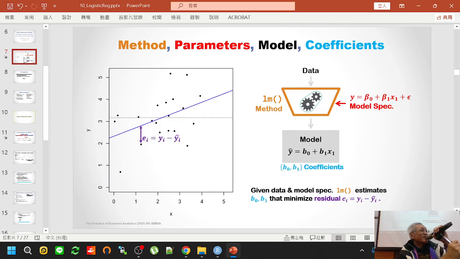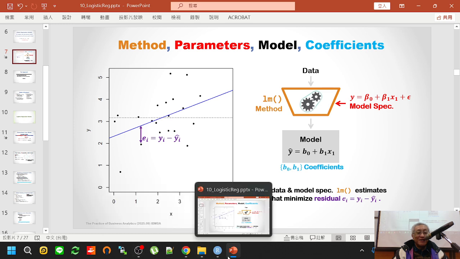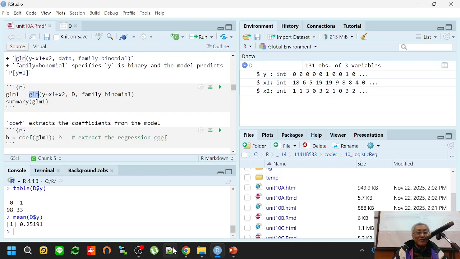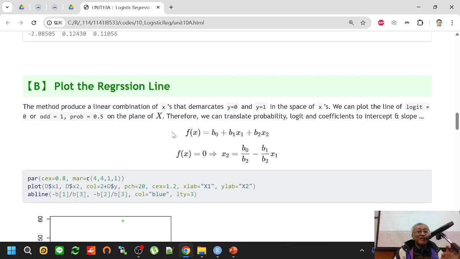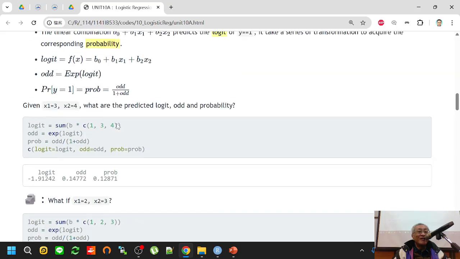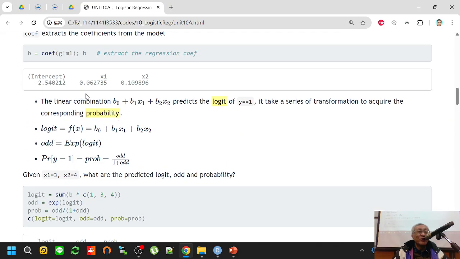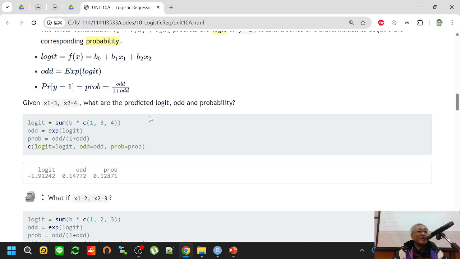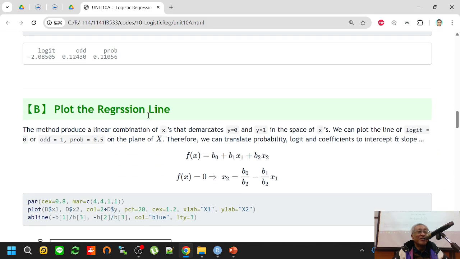Okay, let's get started. In the last hour, we already learned how to acquire the coefficients, right? And how to calculate the probability of y equal to 1 by using the coefficients and the x values, right? That's what we learned in the last hour.